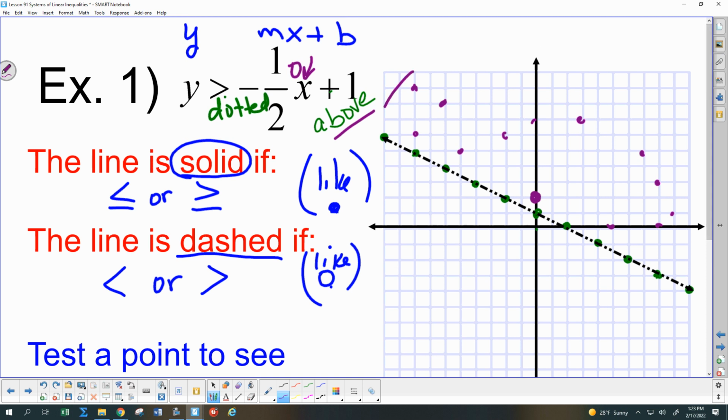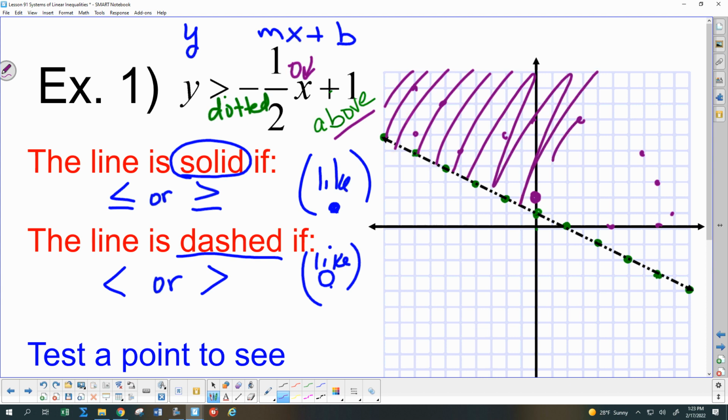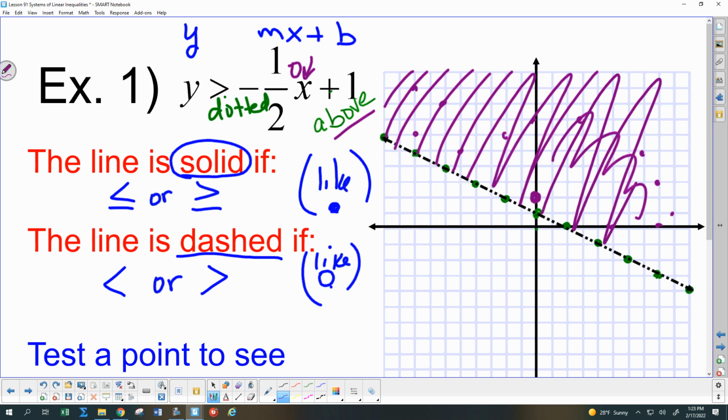Most of the time, what you're going to do for shading is just do some stripes or some zigzags. Now, not like this. You want to show that you're going to the edges. Also, not like this. Show that you're coloring all the way to the edges of the graph, which means and beyond in that direction. Does that make sense?